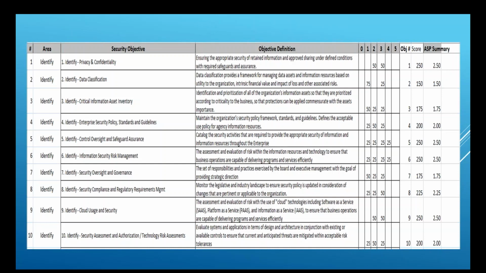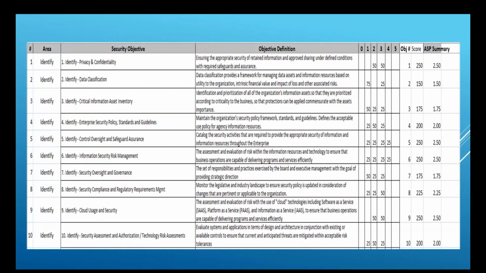Number 6, information security risk management. Assessment and evaluation of risk within the information resources and technology to ensure business operations are compatible with delivery programs and services effectively. And I believe our very next webinar is going to be talking about a whole risk assessment piece separate from what we're doing here. So again, if we'll start using that tool, but in the meantime, we always are evaluating risk, even if it's just verbally.